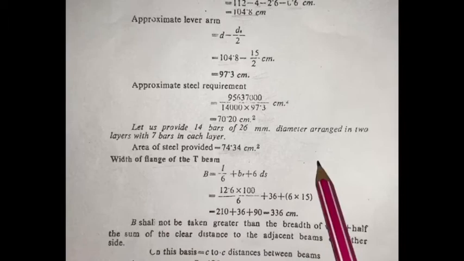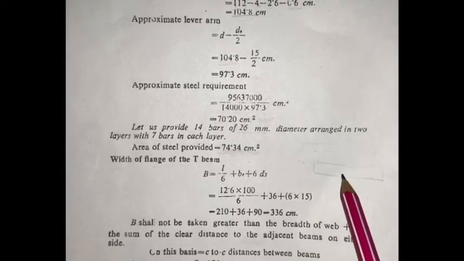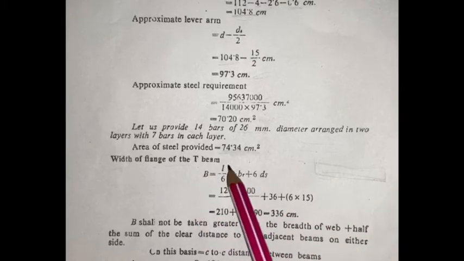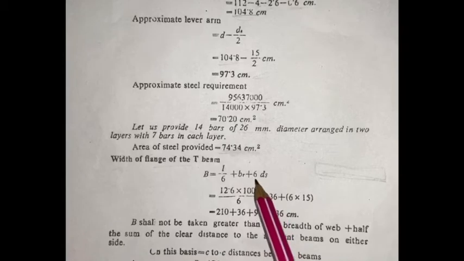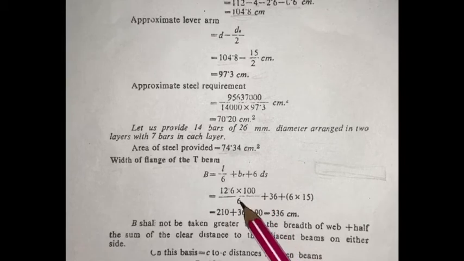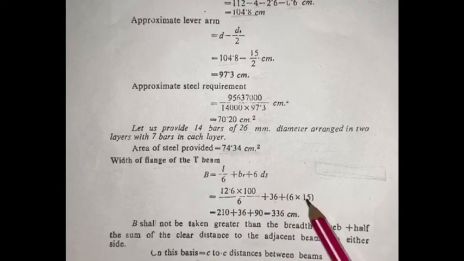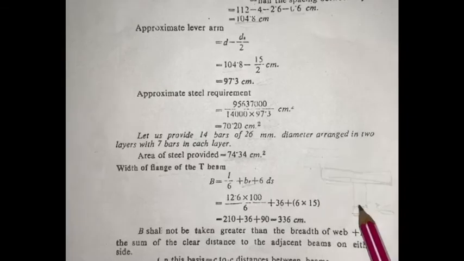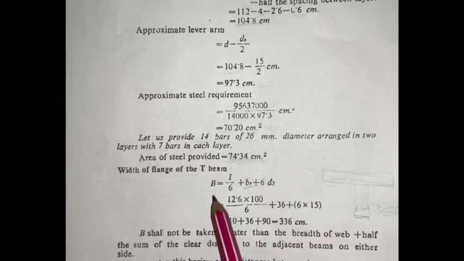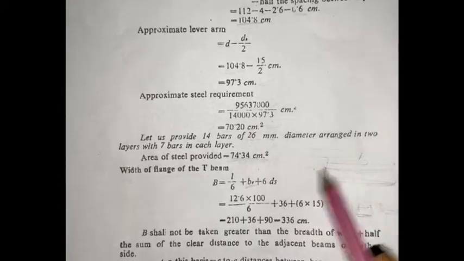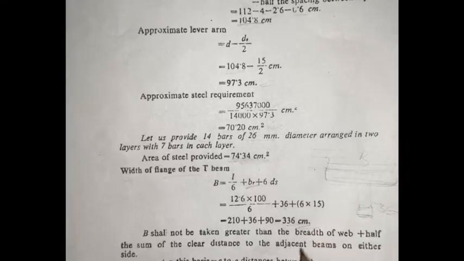For the width of the flange, this length, we will calculate by this formula: B equal to L divided by 6 plus Br plus 6 into Ds, that is 12.6 into 100 divided by 6 plus 36 plus 6 into Ds, Ds is 15, depth of slab is 15. So width of the rib is 36 centimeter. So we will get capital B, width of the flange, 336 centimeter.